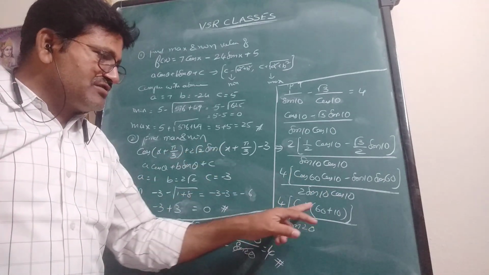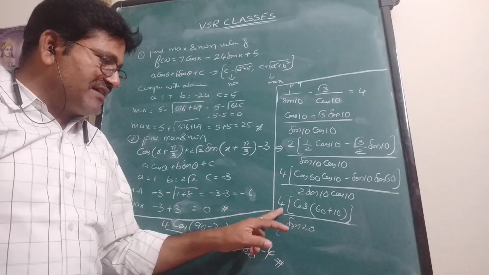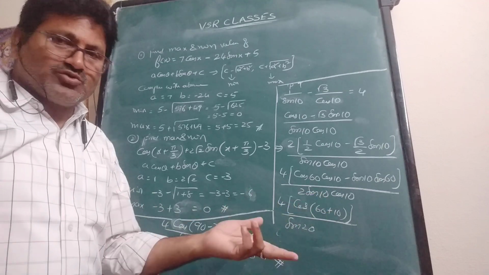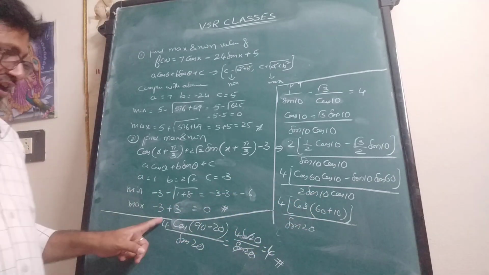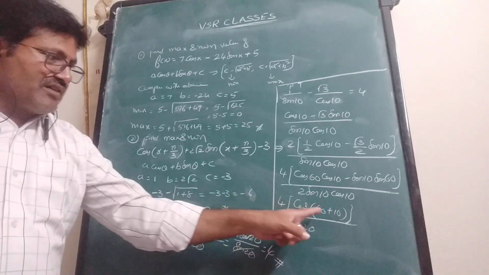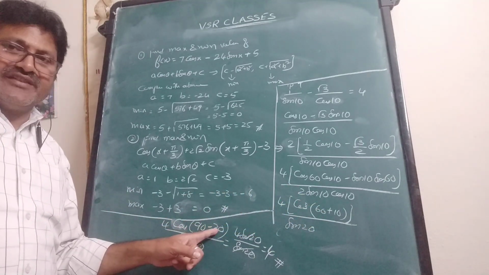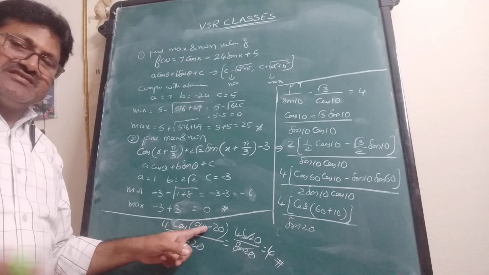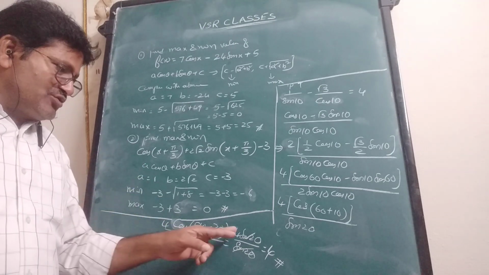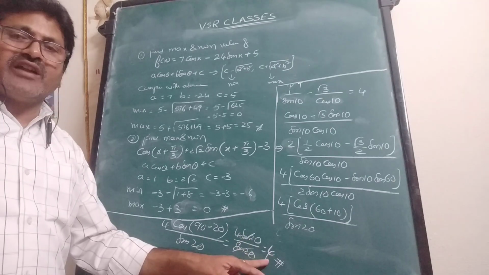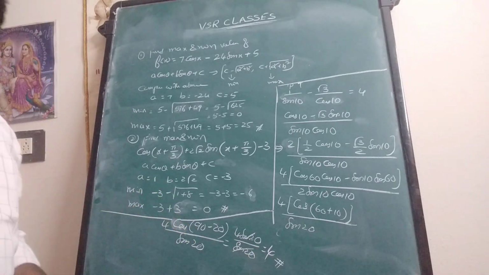Now 4 into cos of 60 plus 10. So I can write it as sin 2 theta, 2 into 10 is 20. So sin 20. Now cos, we got 70 here. I can write 4 cos of 90 minus 20 for 70. So cos of 90 minus theta, in the first quadrant the function changes to sin 20. So 4 sin 20 by sin 20. Sin 20 cancels, then you get 4 as the result. Okay, like this.